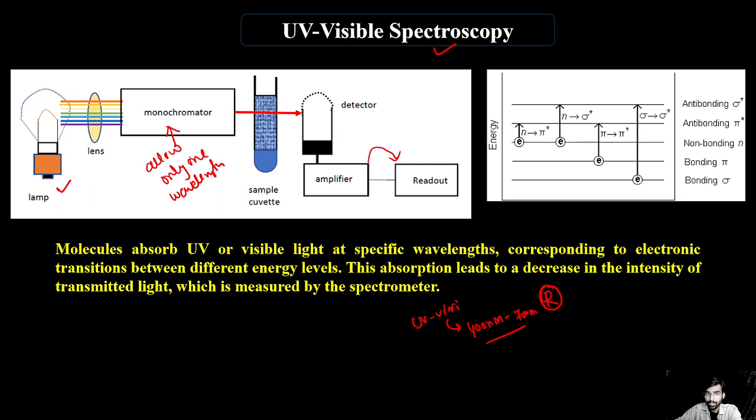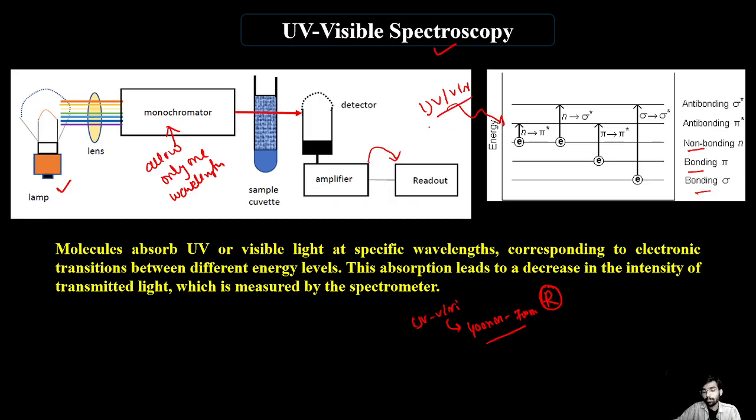In UV visible spectroscopy, this UV visible ray is changing the electron. Here this is the non-bonding electron, and this is the pi and sigma. This is bonding, and this is anti-bonding. If you see the energy, the energy of anti-bonding is greater than the energy of bonding. So if one electron wants to jump from bonding to anti-bonding, it needs some energy, and that energy will be provided by the UV or visible ray.